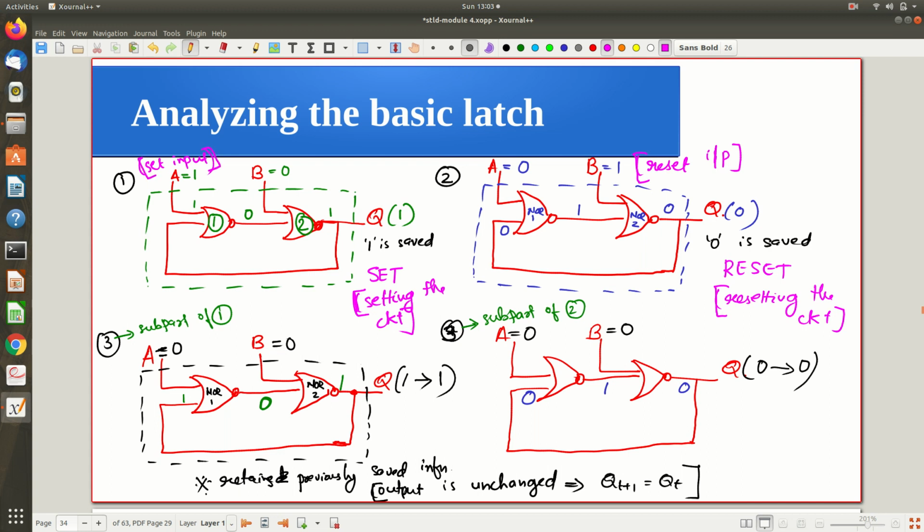So definitely the other input should be different, because 0 0 and 1 1 are special cases. Here there is no change for the output. Here also there is no change for this output. It's something like in the computer, you want to store some information, and accordingly you either set or reset the particular device, which is capable of storing just a single bit, 1 or 0, fine.